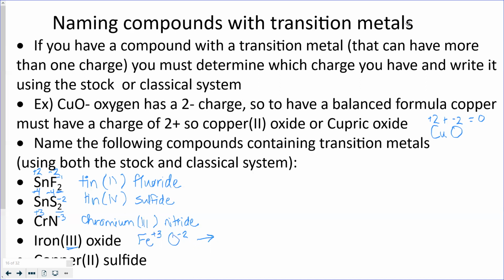Let's look at this last one. We have copper 2 sulfide. Copper is Cu. The 2 tells us it's a +2 charge. And then sulfide is S with a -2 charge.